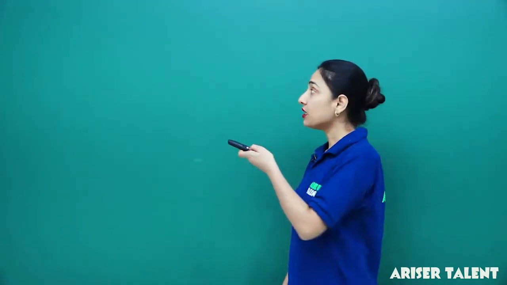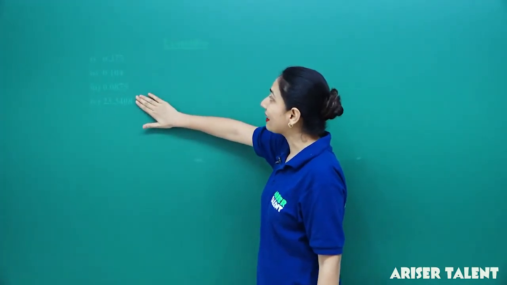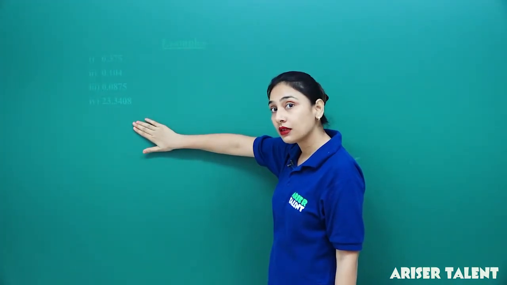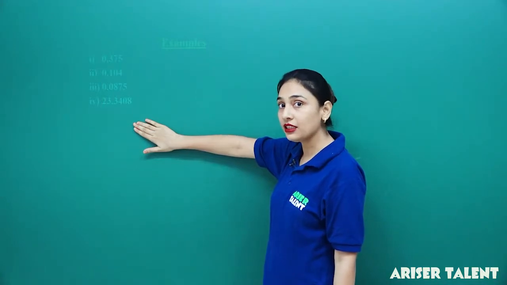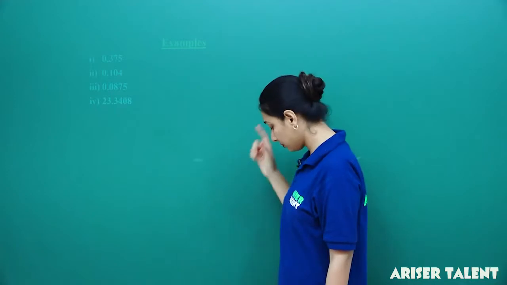Okay, so in the previous lecture we have discussed rational numbers, right? I told you to rewrite these numbers in rational form, in P by Q format. Have you done that?